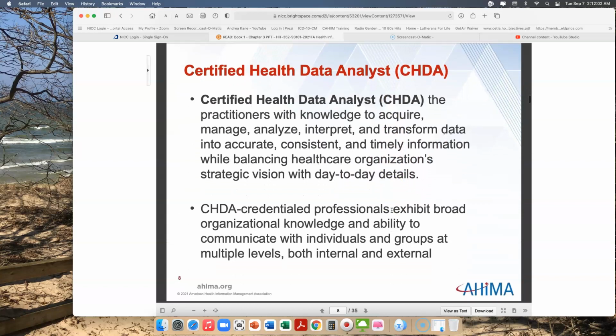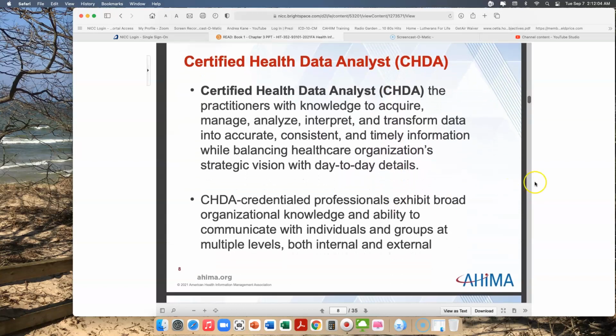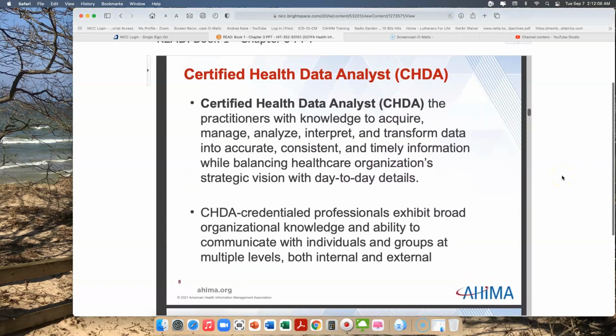So there are some certifications. One that AHIMA offers is the Certified Health Data Analyst, or CHDA, and you can go to AHIMA's website and learn more about that there.